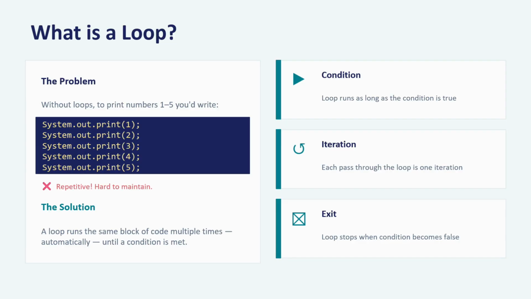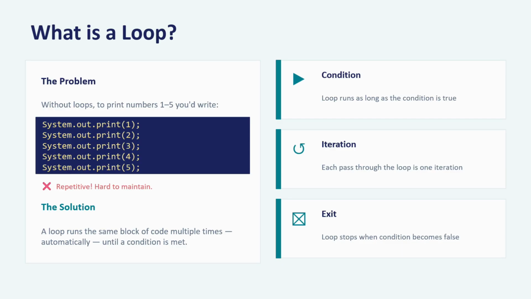So why do we need a loop? Suppose I want to print 1 to 5. So what do I need to do? I need to write system.out.print 1, 2, 3, 4, 5 again and again. This is repetitive code and hard to maintain, and we want a solution. So what is the solution?